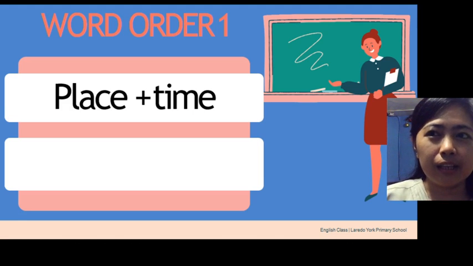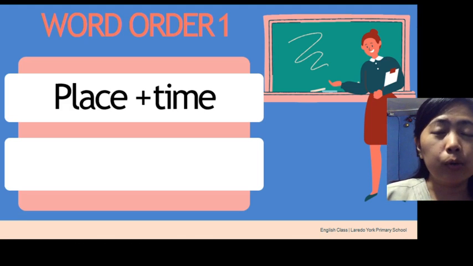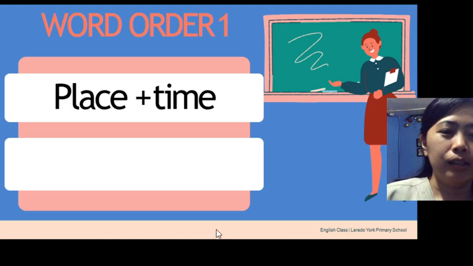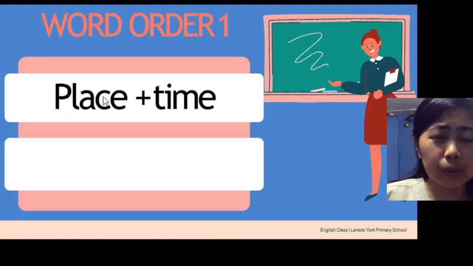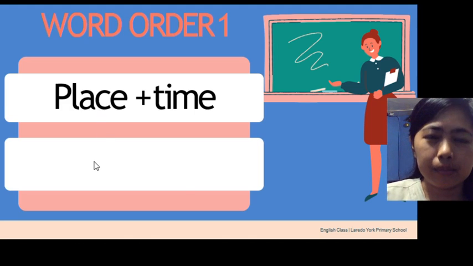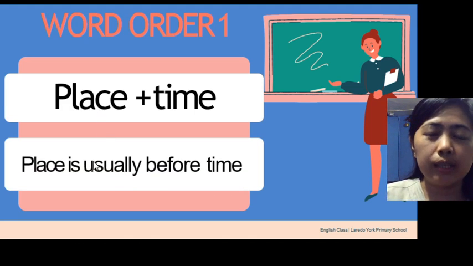So instead of saying "I SM go," you tell them "I am going to SM." Okay, so here for the word order, we tell them that it is place plus time. Place is usually found before the time. We put the place before the time.